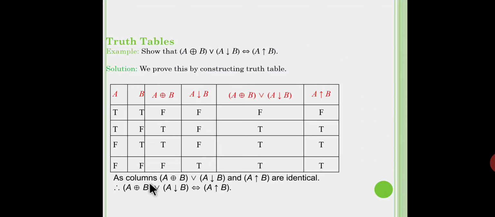So the columns A exclusive OR B or A NOR B, and A NAND B are identical: false, true, true, true, false, true, true, false, true. So we conclude that A exclusive OR B or A NOR B is equivalent to A NAND B. Okay.